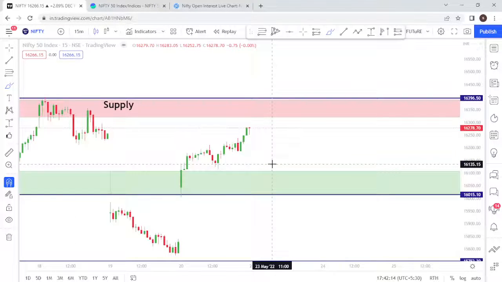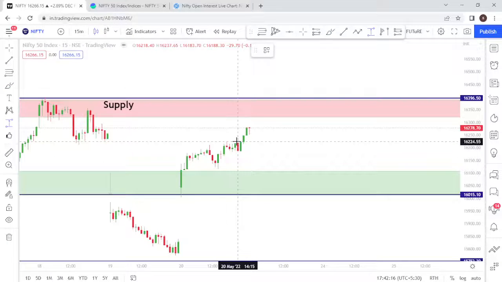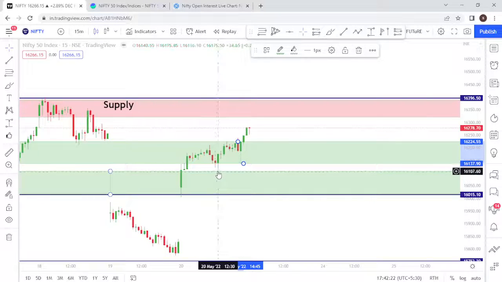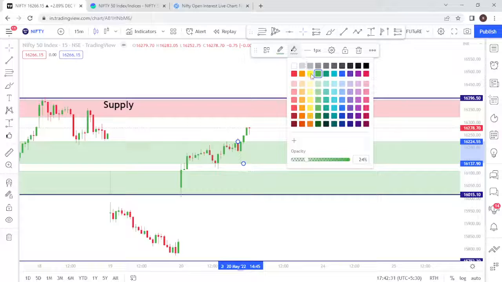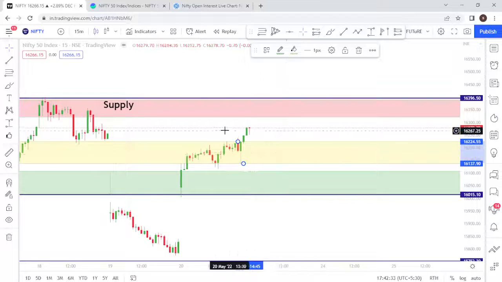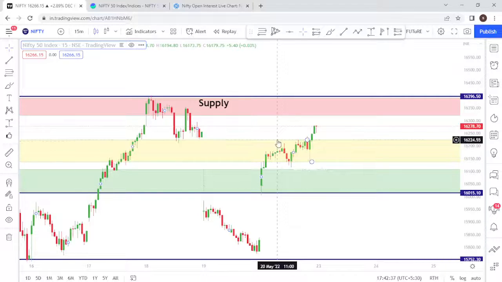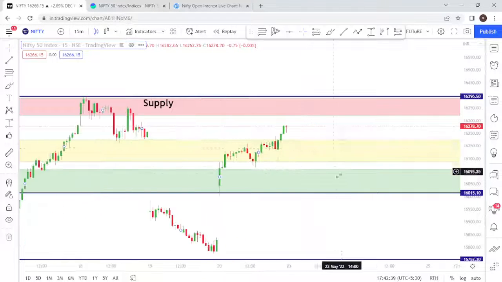So I am going to mark this zone, but I'm going to call this a no trading zone for me. This is likely to be a no trading zone for me because here the support came, and there was a lot of confusion between buyers and sellers. Such kinds of zones we don't take any trade. I personally do not like to take any trade. I'm going to mark it as supply, no trade zone, and put it in yellow color. This is demand, this is supply, this is no trading zone.